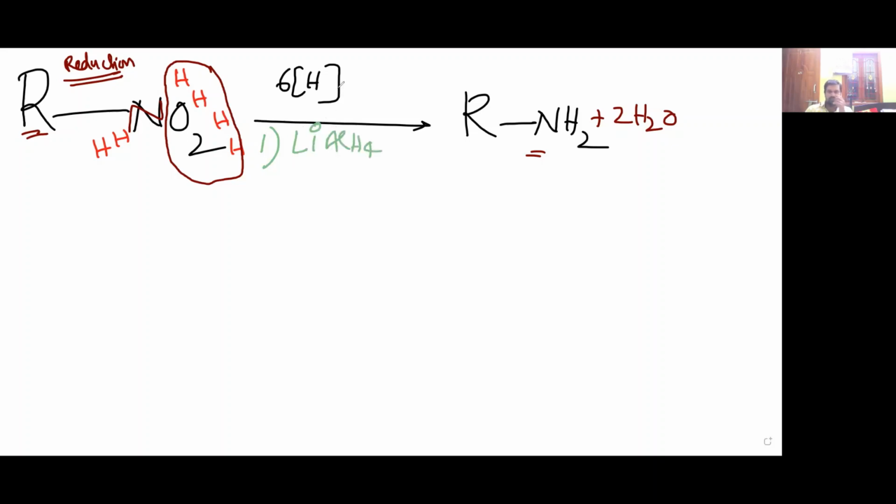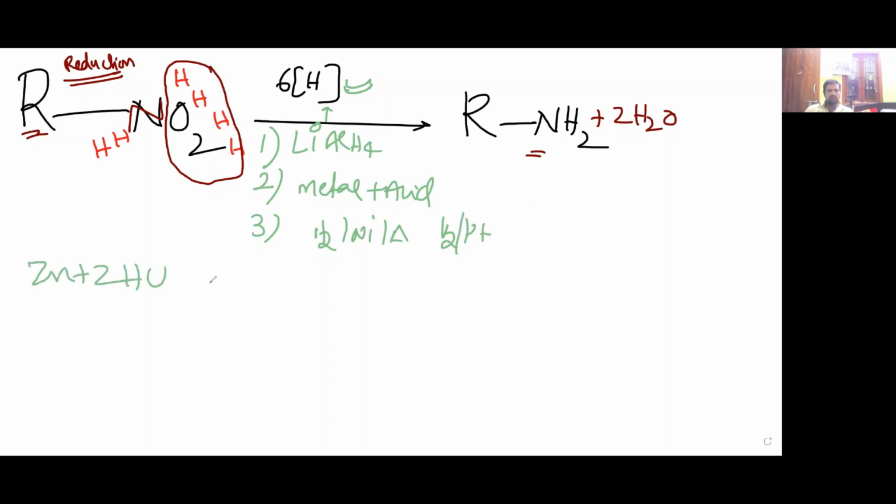Whatever the reagent, you just use that, and from these 6 hydrogens will come. You have to add excess lithium aluminum hydride, then 6 hydrogens will come. The second thing is metal acid. The third reagent is H2/Ni with heating or H2/Pt. Suppose you take the metal acid Zn/HCl. It gives rise to Zn and 2 hydrogens. If you do it one more time, you get 4 hydrogens. One more time, you get 6 hydrogens. So these 6 hydrogens are used.